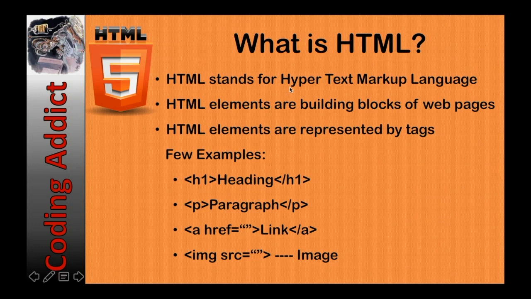HTML elements are represented by tags. So here are a few examples. If I would want a heading in my web page or web project, I would have to use a heading tag. If I would want some kind of paragraph, I would have to use a paragraph tag. Over here, you can see that this is going to be a link tag. Now, some tags are going to have an opening and a closing tag. Some elements, like image, for example, are only going to be a single tag.